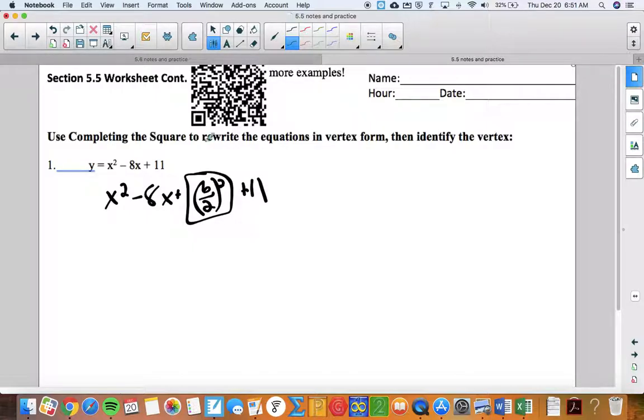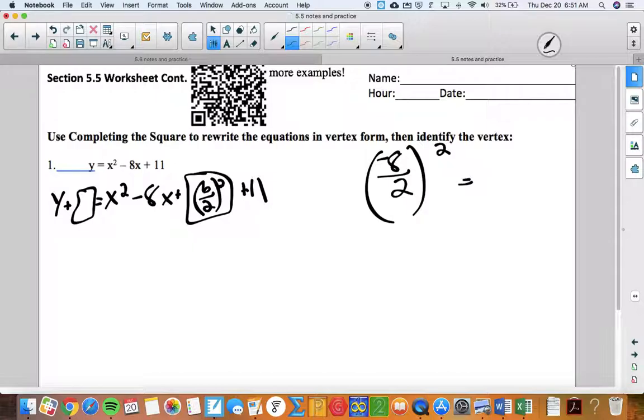So let's give this a shot. Remember, what you do on the right, though, you got to add on the left. So my b value is -8. Excuse me, I'm getting ahead of myself. It's -8, and then we divide that by 2, and we square it. So we get -4 squared. 16 will be what we add to each side.